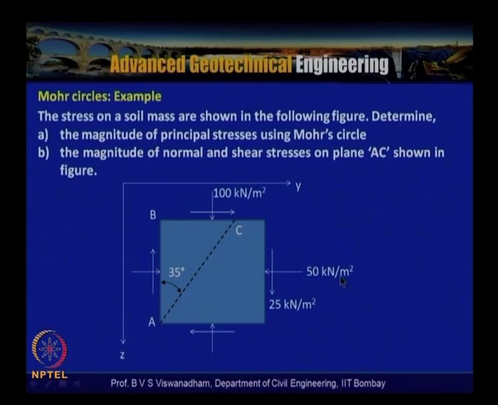So, here it is given as 50 kilopascals in the horizontal direction, compression, and this is also compression, 100 kilopascals, and the shear is 25 kilonewton per meter square. We need to determine the magnitude of the normal and shear stresses on plane AC, which is shown in the figure here, and the magnitude of the principal stresses using Mohr circle.